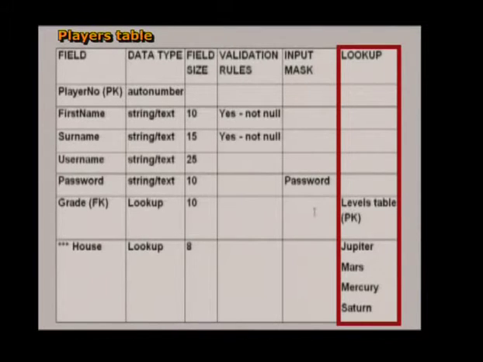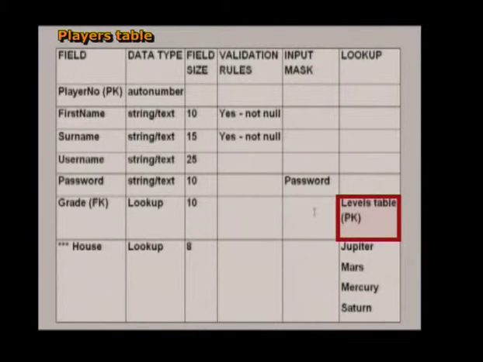In the lookup column, we show what is being looked up. The foreign key will look up a record in the levels table. I have added the field house as an example. The stars indicate it does not belong in this table. It shows how you could look up which house a player is in from a list you will type in. This helps to avoid inconsistent data and spelling mistakes. Remember to use the same format as in the example for each of your database design tables.